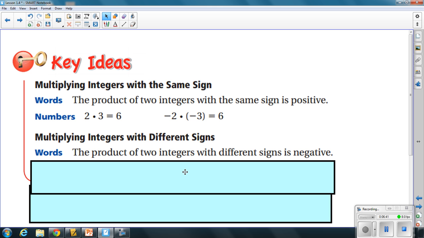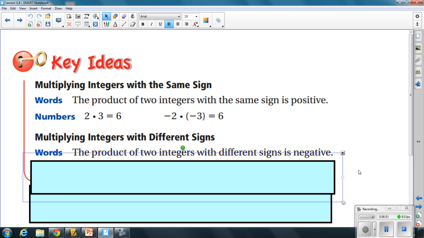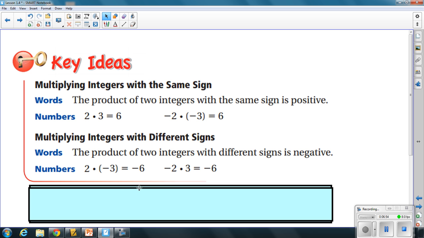Multiplying integers with different signs. The product of 2 integers with different signs is negative. Please be sure you write this down. And if you take a look, I have a positive times a negative, my answer is negative. Or a negative times a positive, my answer is still negative.